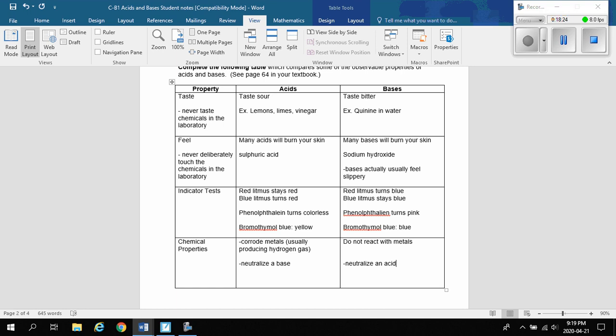All right, so that's the chart. Pause it if you need to. I'm going to go on to the next page where it's talking about naming bases.